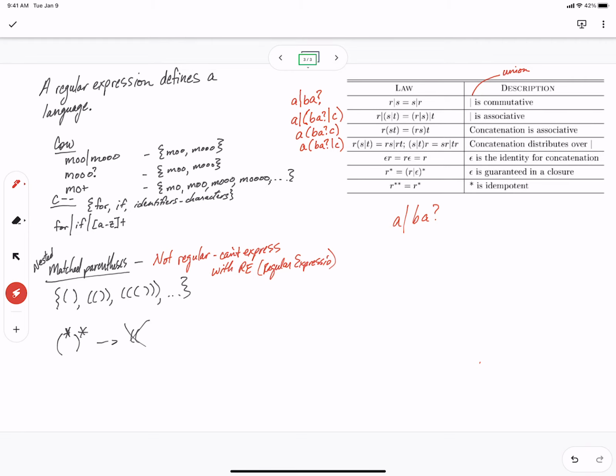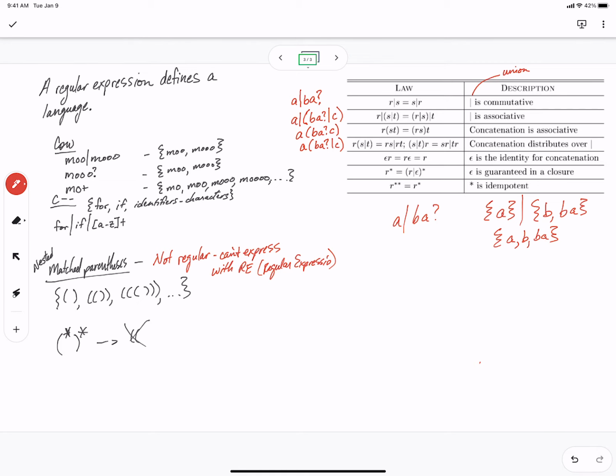What is the language A? Well, it's the language with A in it. And we're going to union that with the language B, A question mark. So that's 0 or 1 A's. So we have B with 0 A's, and we have B with 1 A. Okay, so those are two languages. We're going to union them together to come up with A, B, and BA. And that's our new language.